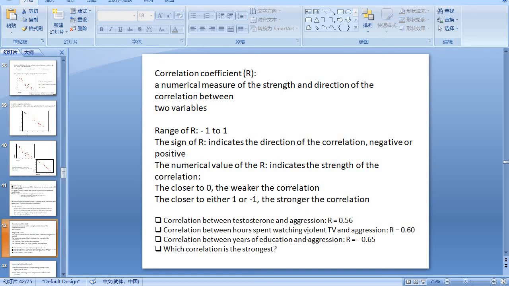Which correlation is the strongest? Well, the last one, R equals negative 0.65. This is a strong negative correlation, stronger than the other two. You look at the absolute value of the correlation coefficient and disregard the sign to find out how strong the correlation is.